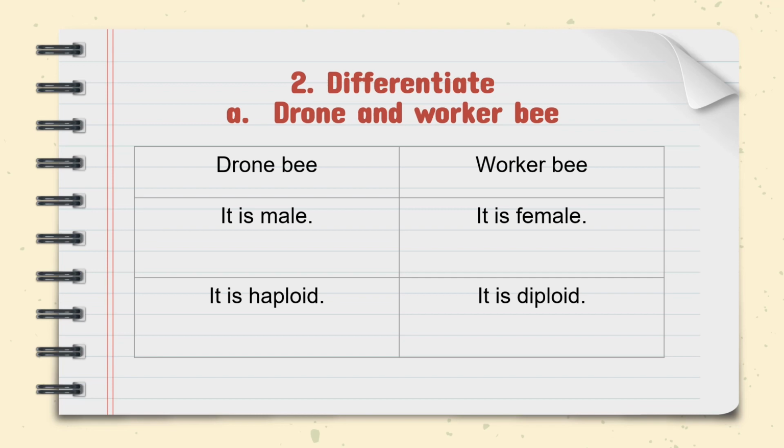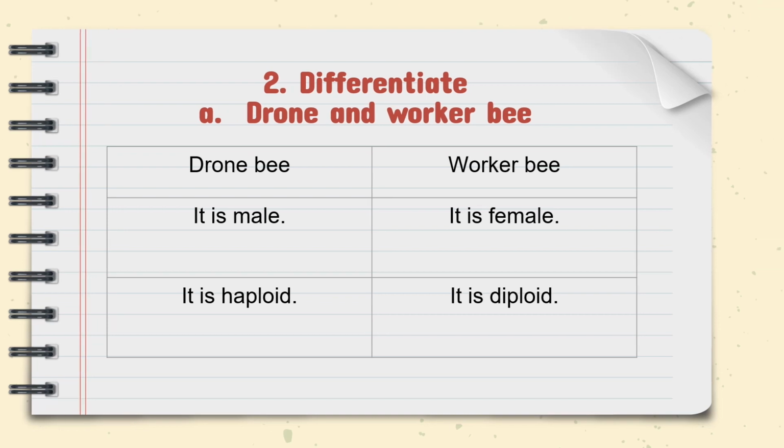Short answer questions. 1. Differentiate between a drone and a worker bee. Drone bees are male and their main function is to mate with the queen. Worker bees are female and perform various tasks such as foraging, hive maintenance, and caring for larvae.